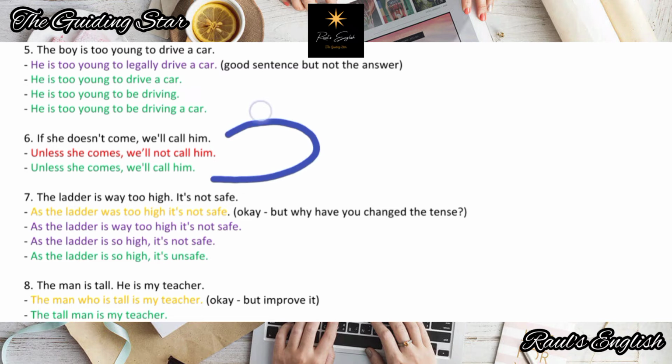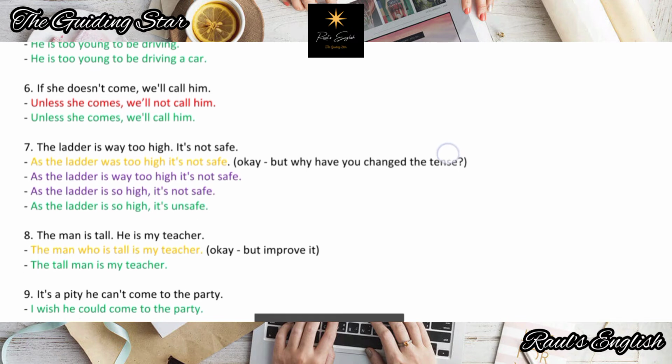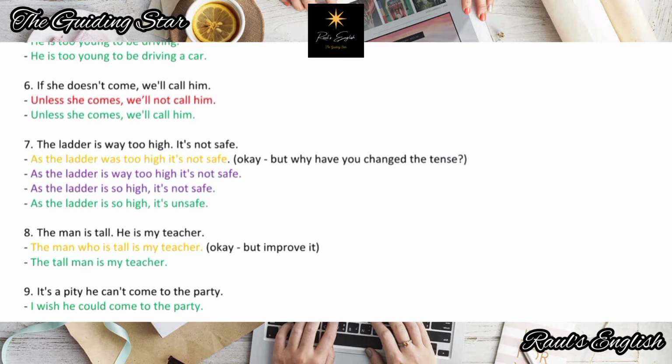Right, so now the meaning is similar or the same as the original sentence. Unless she comes, we'll call him. And remember, it's unless. Don't get that wrong again. Okay, number 7. The ladder is way too high.